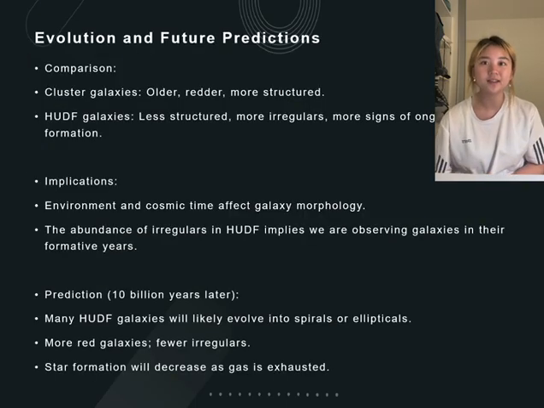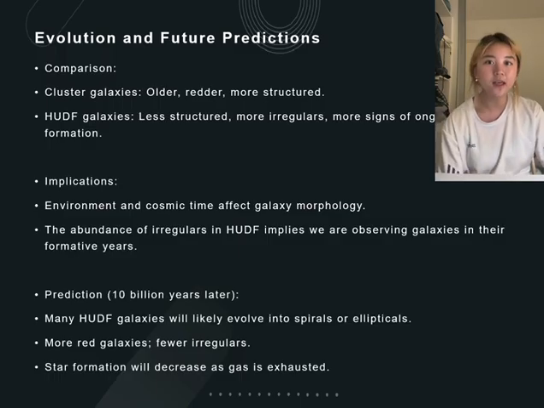Cluster galaxies are older and more structured, mostly red ellipticals. HUDF galaxies are bluer and more irregular and show signs of ongoing formation. So what might happen if we could revisit the HUDF in 10 billion years? Many of those irregulars would likely evolve into spirals or ellipticals through mergers and the gradual shutdown of star formation. The overall population would be more passive and more structured.